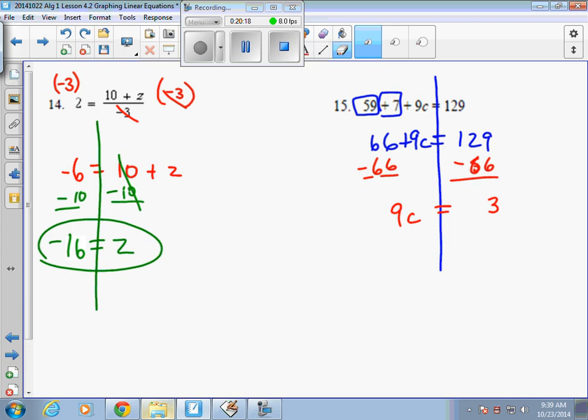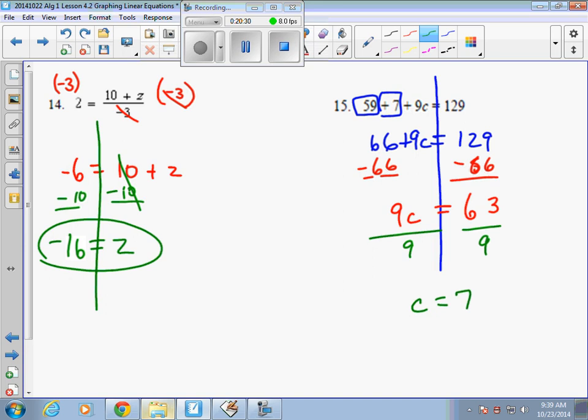So when we subtract 9 minus 6, we still get 3. 12 minus 6 is going to be 6. Now this looks a whole lot better. We can get rid of 9 times c by dividing by 9. If you do it to the left, do it to the right. C is equal to 63 divided by 9, which is the number 7.